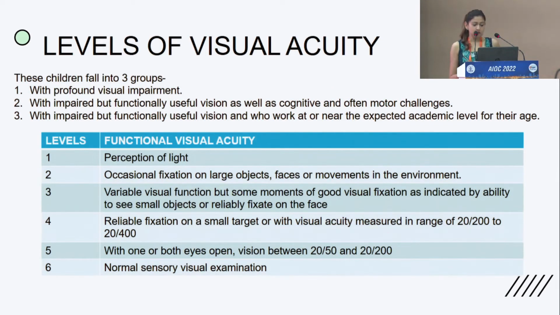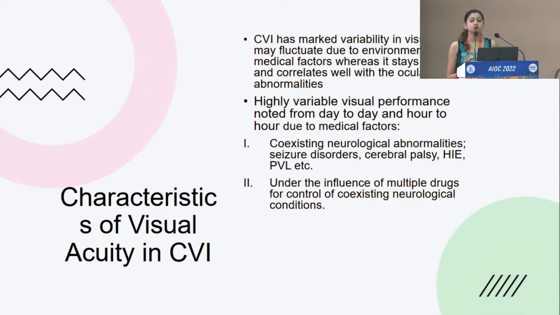So if we talk about the visual acuity, like ma'am has already explained, when I see a CVI child, there will be a range of impairment of the vision. It can be just a perception of light with which the child is presenting, or it can be near normal visual acuity. To add on, there is a fluctuation in the visual response which is very categorical.